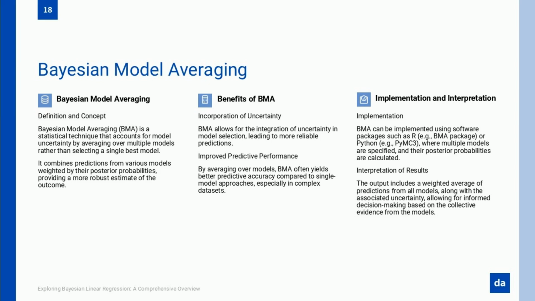BMA is commonly used in applications such as economics, where multiple models might explain market trends, ecology, where different environmental factors interact in complex ways, genetics, where various genes might contribute to a trait, but we're uncertain about which ones are most important. However, BMA comes with some challenges.